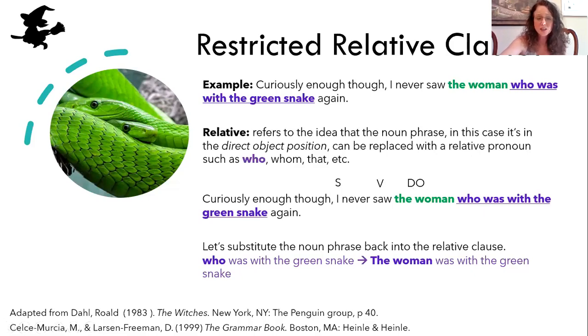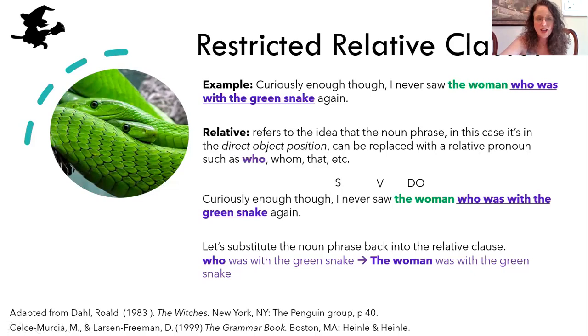Okay, and in English, it can be replaced with a relative pronoun, such as who, whom, that, which, etc. Okay, so not all languages support this. Some languages only support that the subject be replaced with a relative pronoun. Some languages do not have subordinate clauses. So in this case, English does support this, okay? And then the relative pronoun we choose is who.